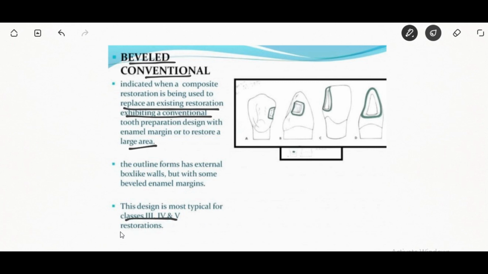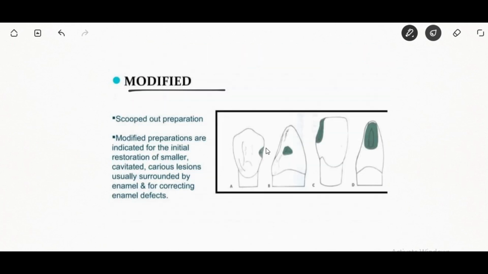Third is the modified design. It is more conservative in nature since retention is made by micromechanical bonding to the tooth structure. It is done for the initial or small carious lesions, so the preparation will have a scooped out appearance. The extent and depth of preparation will depend upon the extent and depth of the carious lesion.